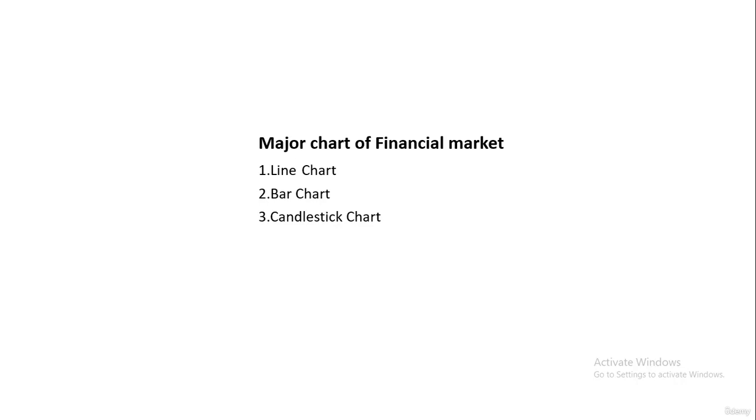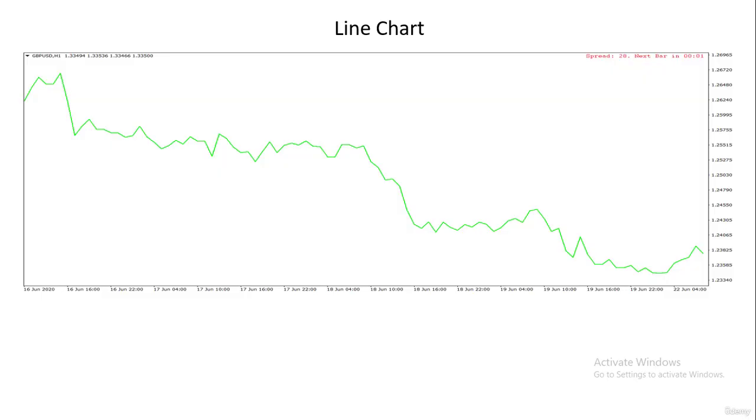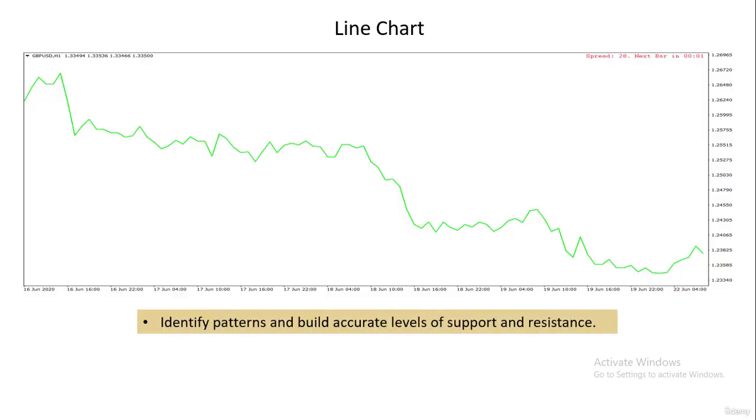Are you ready to learn? So let's discuss how to analyze those types of chart patterns. Line chart. A line chart is widely used for market analysis. It is usually applied in the graphic method of forecasting. A line chart helps to identify patterns and build the most accurate levels of support and resistance.